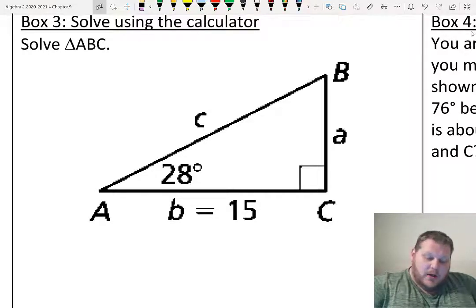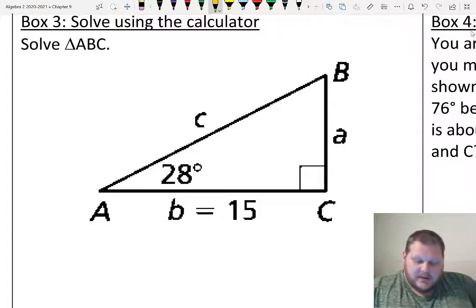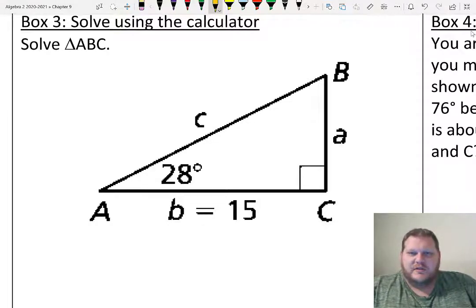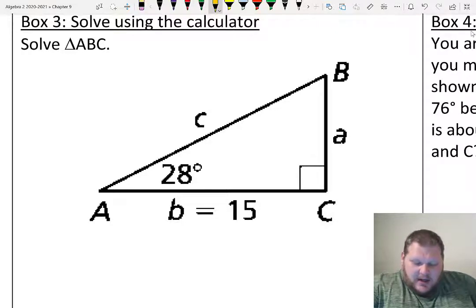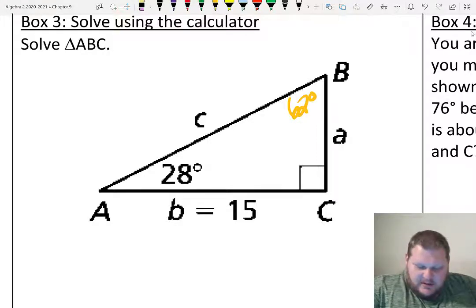But if I need to find all 3 sides and all 3 angles, I already know 2 of my angles. I know 90 and I know 28, and the two non-right angles in a right triangle have to add up to 90. So 28 plus 62 degrees would give me 90. So that tells me that angle B is 62 degrees. Let me rewrite that so it's a little bit clearer. 62.